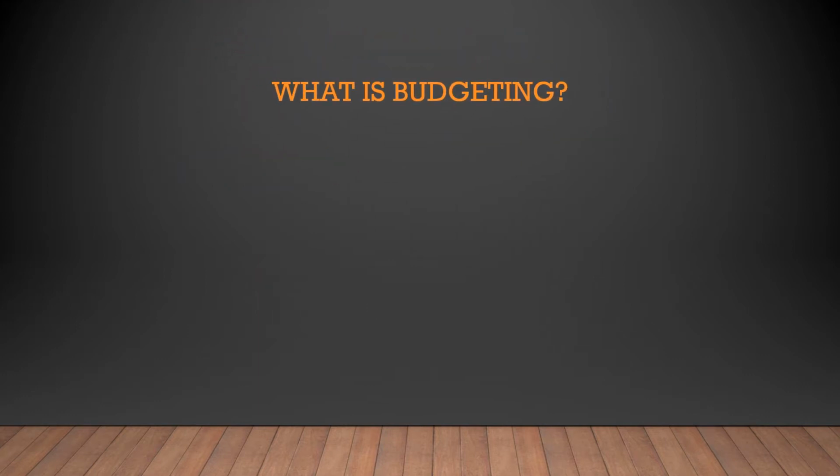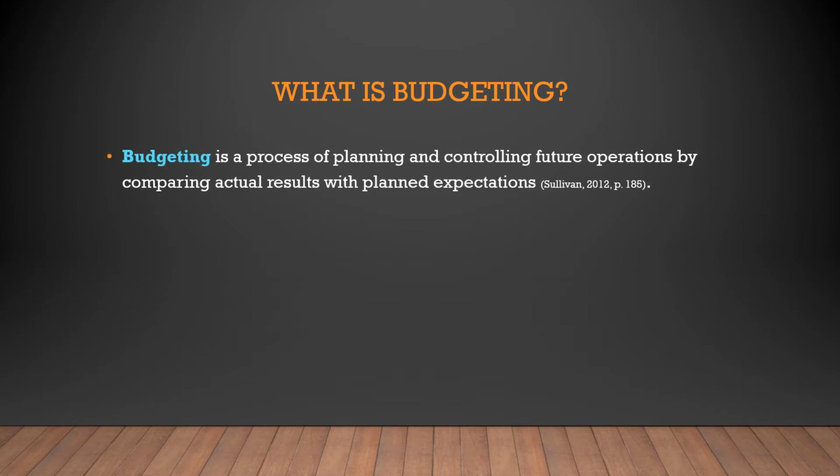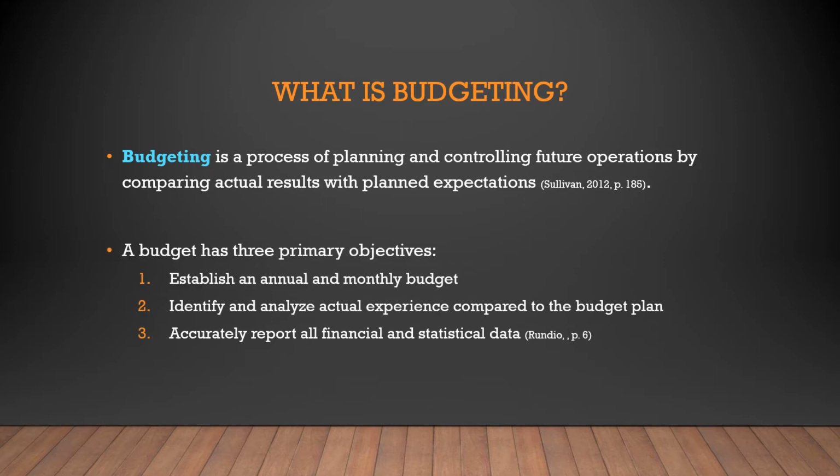So we will first begin by defining what exactly a budget is. Budgeting is the process of planning and controlling future operations by comparing actual results with planned expectations. According to Rundio, a budget has three primary objectives: to establish an annual and monthly budget, to identify and analyze actual experience compared to the planned budget, and to accurately report all financial and statistical data.